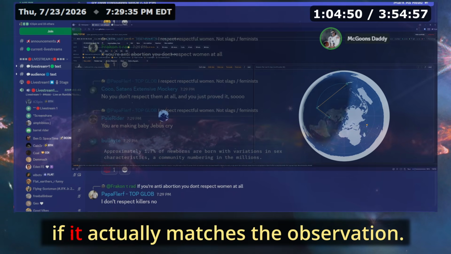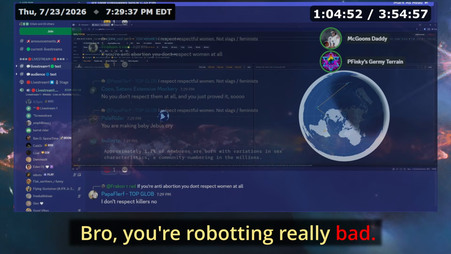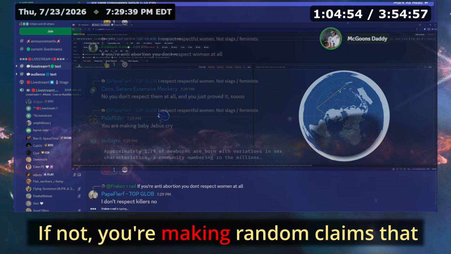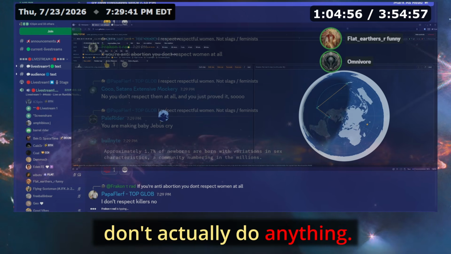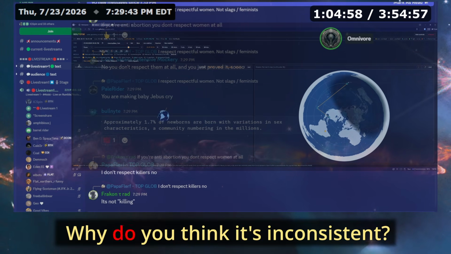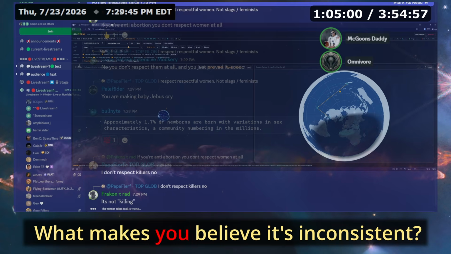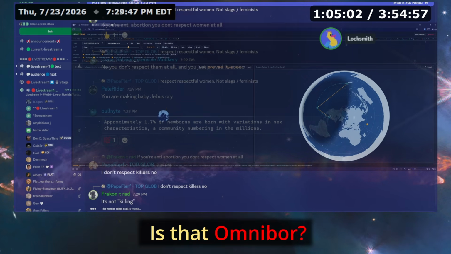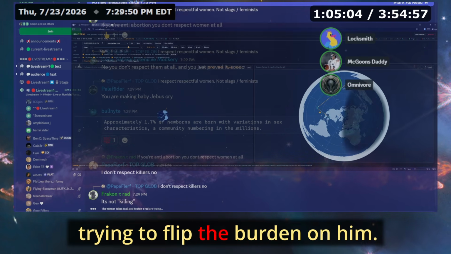Show the math so he can check if it actually matches. If not, you're just making random claims that don't actually do anything. Listen, why do you think it's inconsistent? What makes you believe it's inconsistent? You're trying to flip the burden on them. Yep, you're trying to flip the burden on Omnivore.